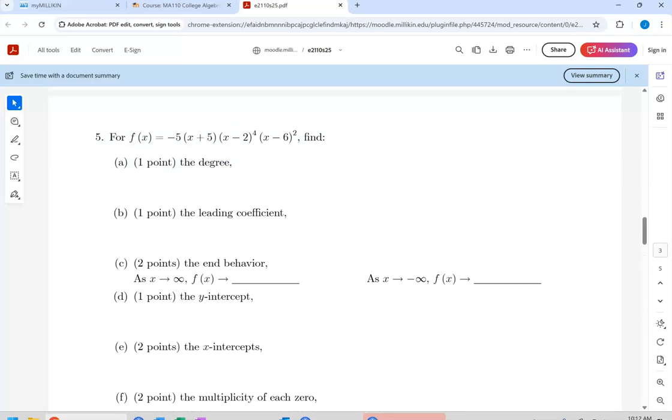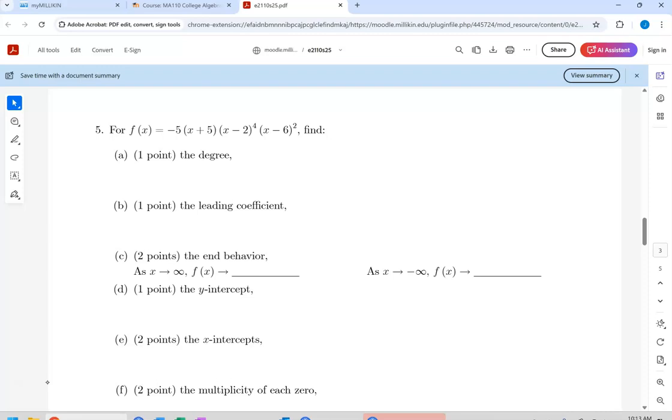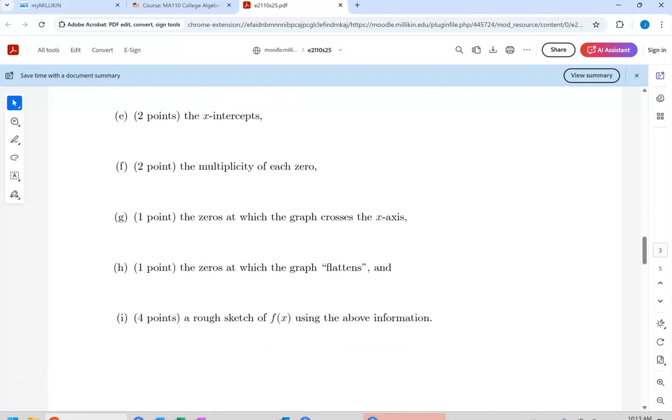Multiplicity refers to what again? How many times you see it? Okay, so in this case, we would look at those powers on the factors, right? So we'd have a multiplicity of 1 for that one, 4 for that one, and 2 for that one, right? And then the multiplicities tell you whether it crosses or touches, right? Odd multiplicity crosses, even multiplicity touches, and all those good things. All right.